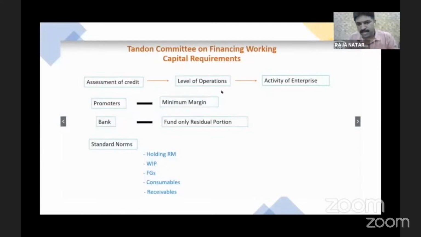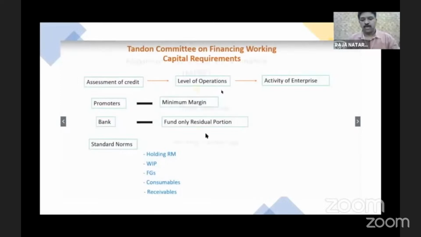And this method comes into picture whenever the limit is greater than 5 crore. But I request you to check with the latest policies and procedures now and then, because it's possible that these figures can undergo a change over a period of time. Okay. So the Tandon committee method says, do not assume the cycle as 90 days. You see what their actual cycle is, then arrive at the limit.